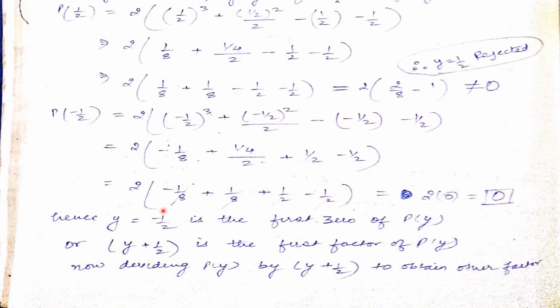And when we take this minus 1 by 2 to that side, we will get y plus 1 by 2 is the first factor of p(y). I hope you got this. Now dividing p(y) by y plus 1 by 2. I have told this after getting the first factor, what we have to do is we have to divide the given polynomial by first factor to get a quadratic equation. Okay, let's see.